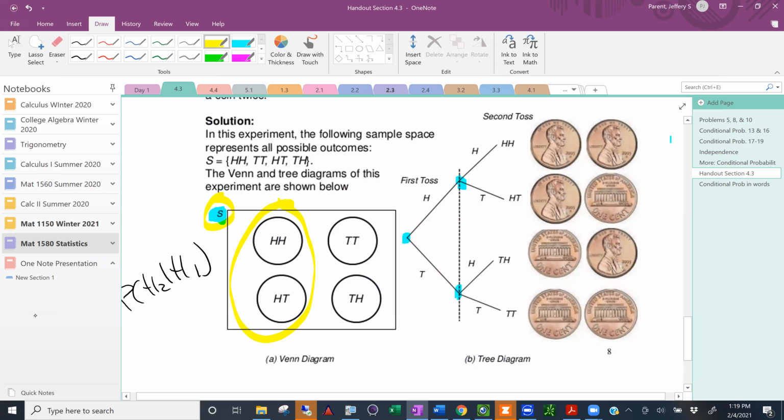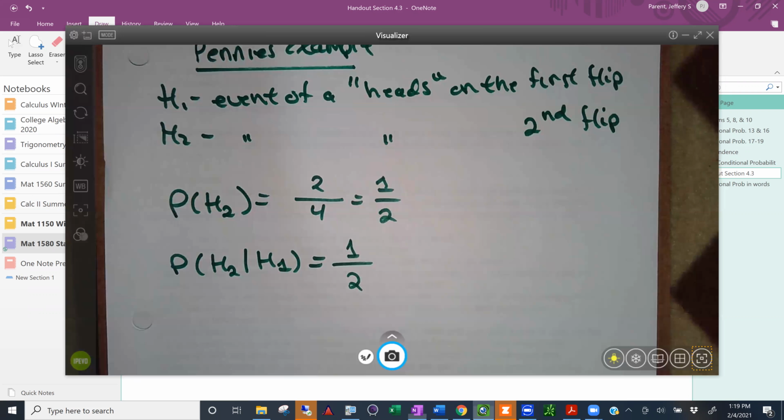Just 1, right? Only 1 of these has a head on the second flip. 1 out of the 2. So there's your probability. Wow. So did my news here to you that, you know what, you got a head on the first flip, did that really make a difference to you? Did that change the probability of a head on the second flip at all?